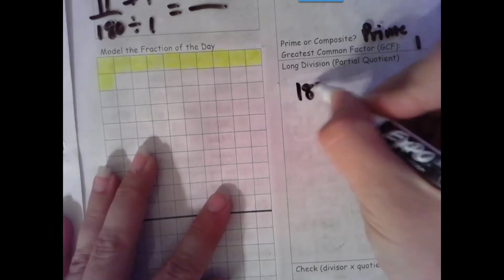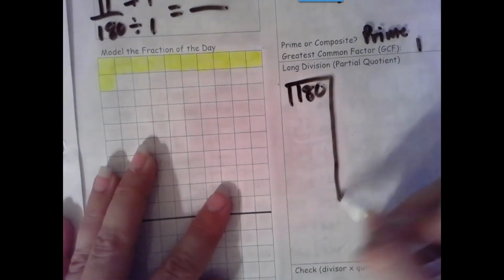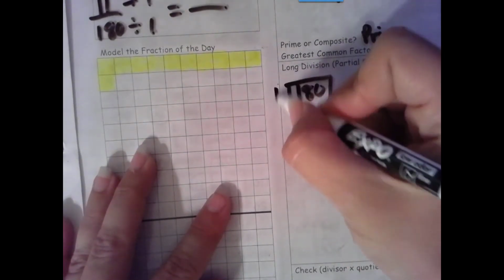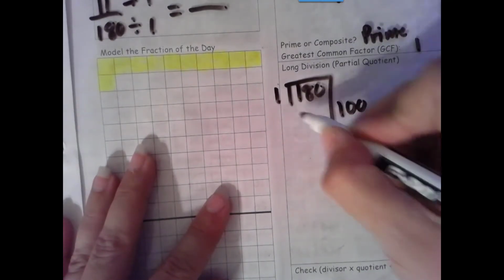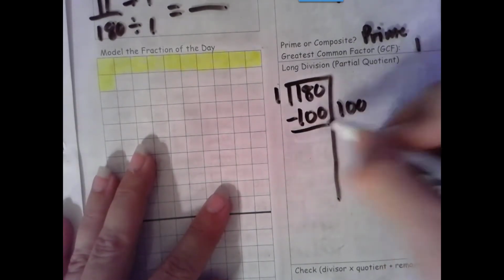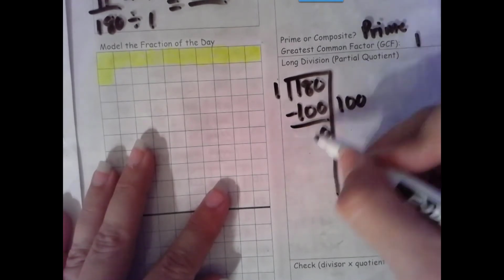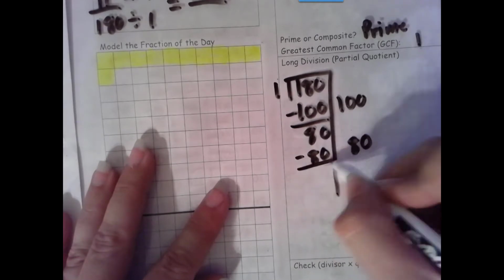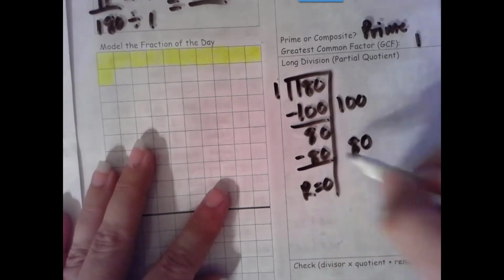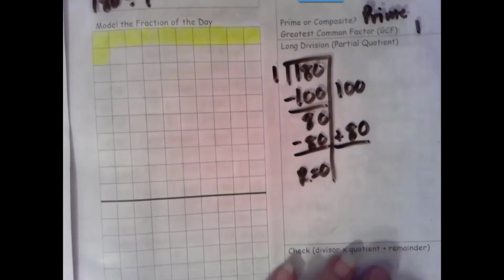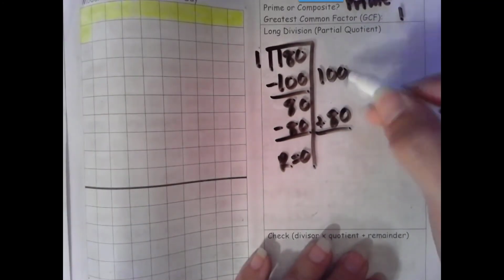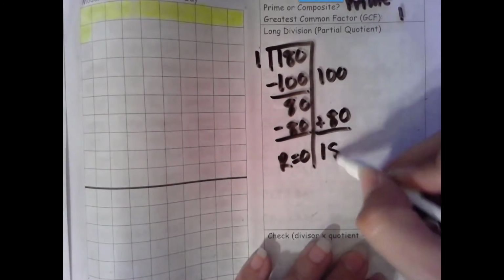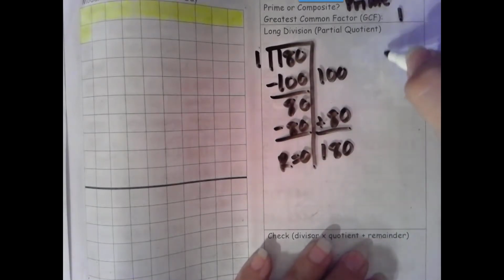I'm going to divide by 1. 180 divided by 1. Well, 100 times 1 is 100. Numbers the same, zeros the game. More on top, no need to stop. 80 times 1 is 80. Numbers the same, zeros the game. And we add those partial quotients. 100 plus 80 is 180.